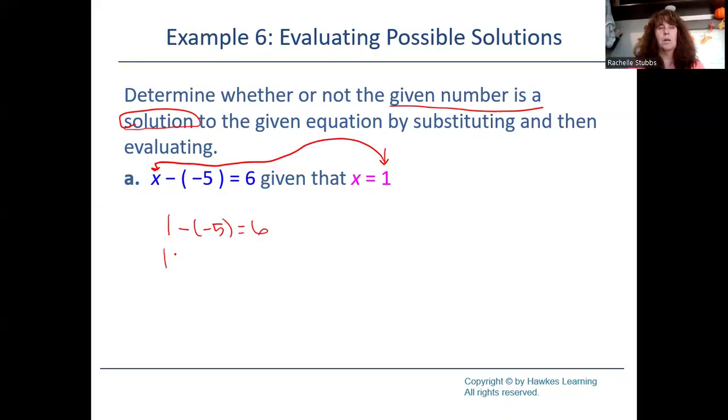This can be written as 1 plus 5. And then I look at the 6. Does it equal 6? Yes, it's true. So 1 is a solution to that sentence.